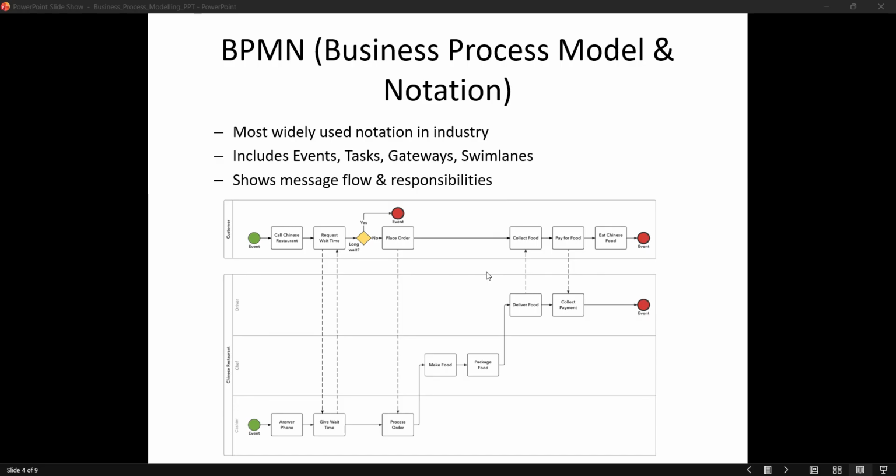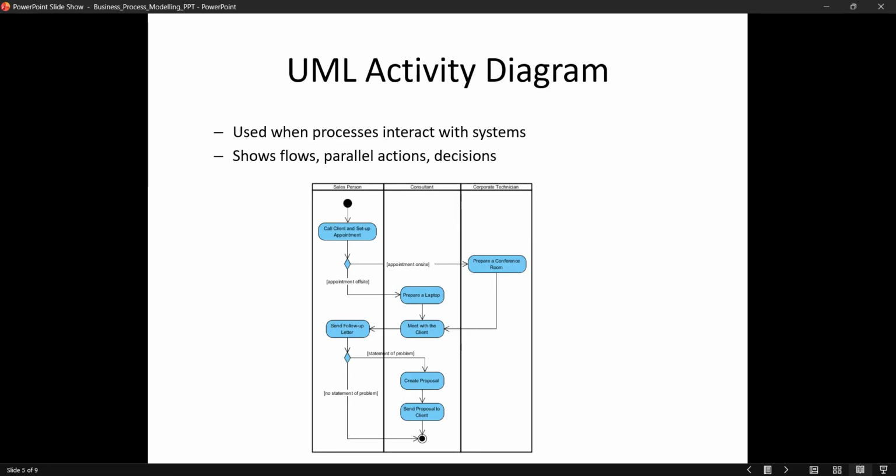Business Process Model and Notation is the widely adopted notation for business process modeling. It provides a standardized method for depicting business workflows using elements like events, tasks, gateways, connectors, and swim lanes. BPMN helps distinguish responsibilities across departments and shows the sequence and message flow between different steps. It is powerful for modeling end-to-end business processes in a clear, industry-standard format.